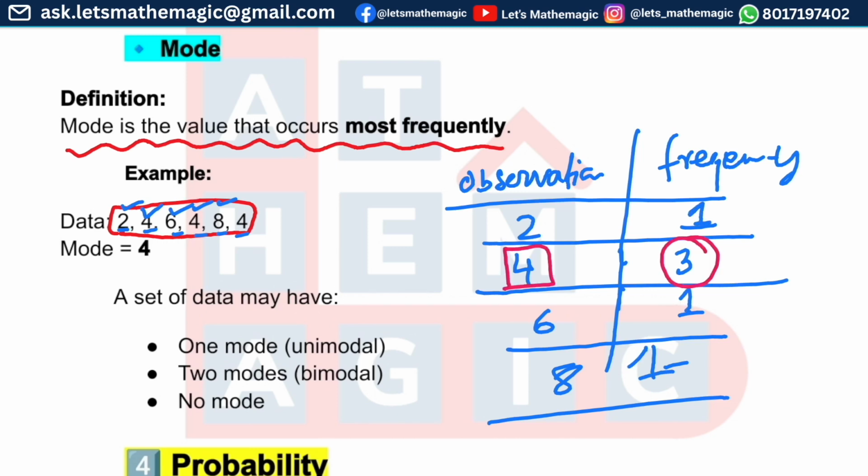Now see, now the highest frequency here is 3. So our answer will be 4. 4 is that particular observation which has repeated highest number of times. So here the answer, that is mode, will be 4. That is the answer, right? I hope it's clear. It's very simple.